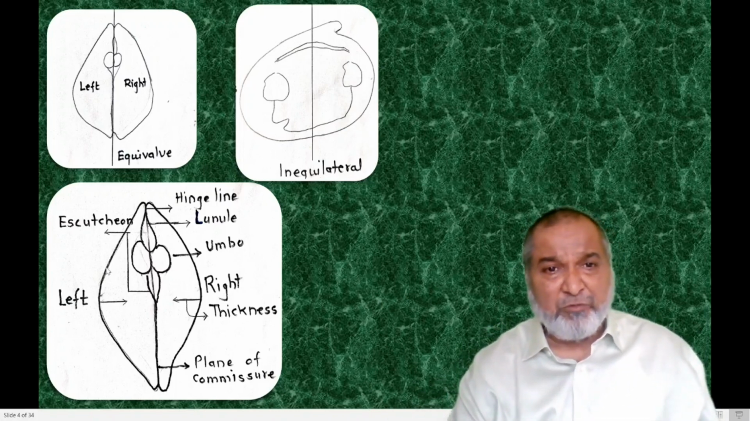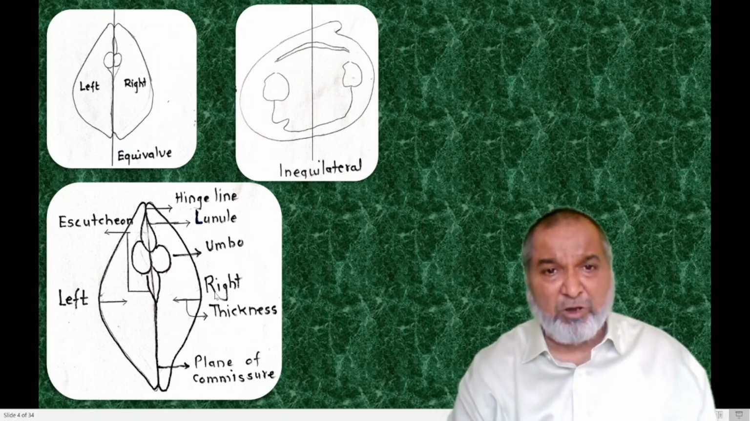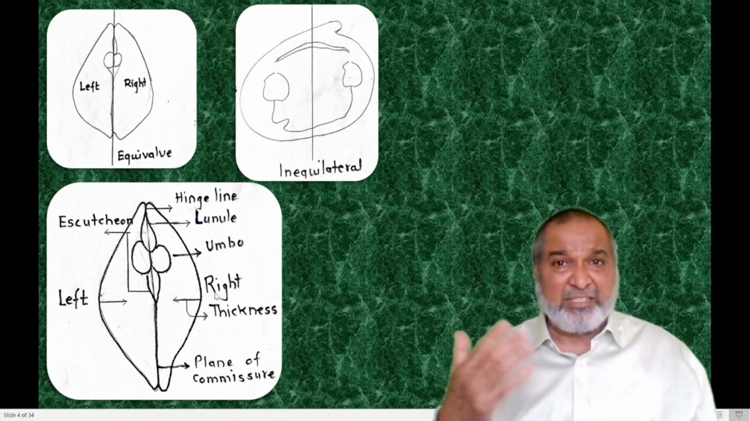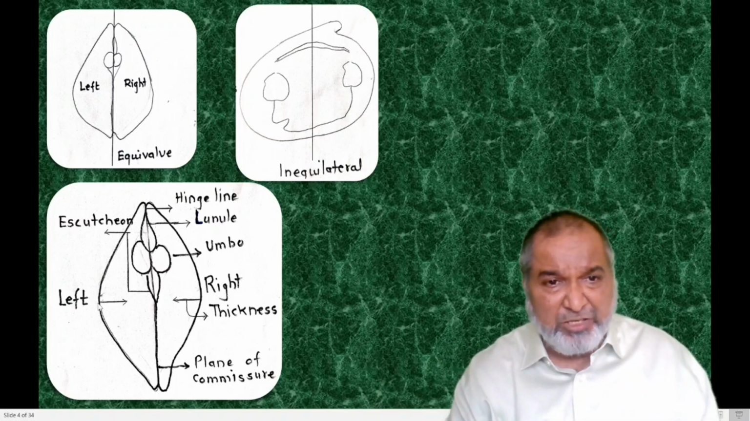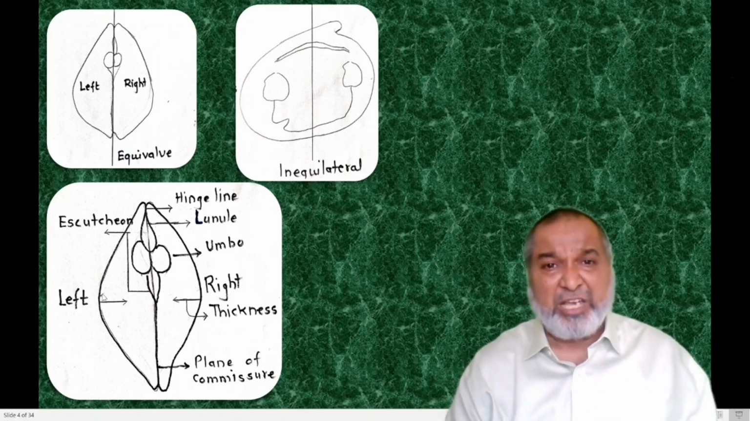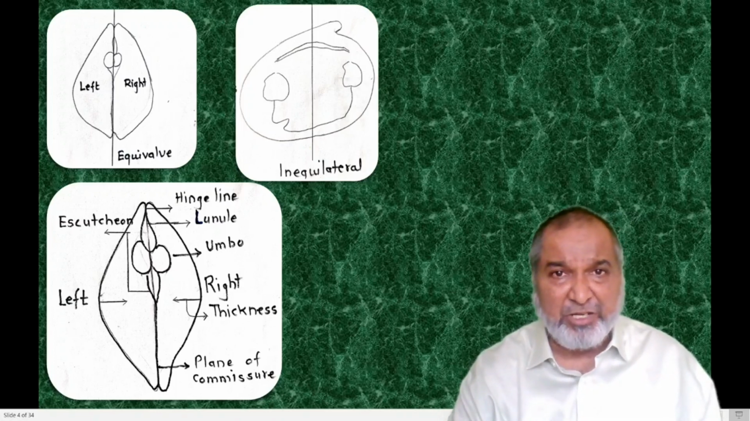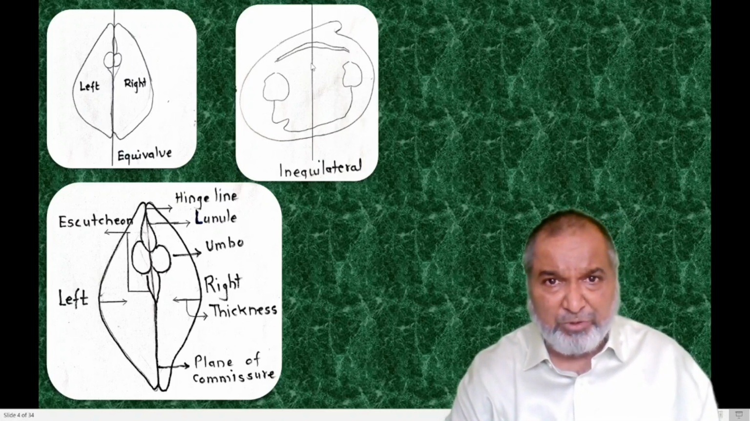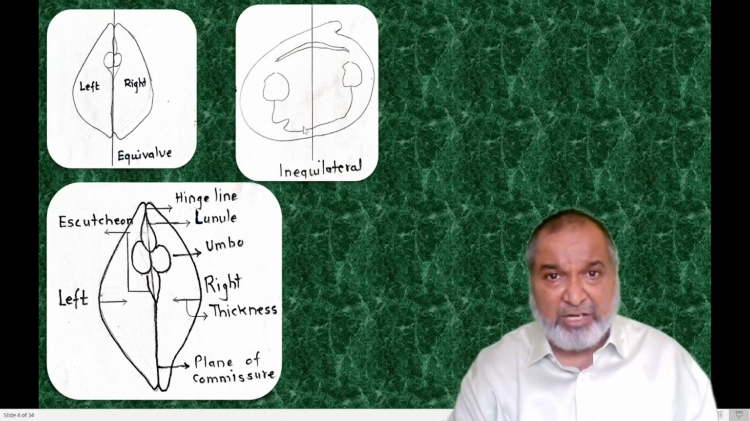Whichever wall is coming on your left hand side, it is a left wall. Whichever wall is coming on your right hand side, it is a right wall. This is clear. Now the next one, if you measure in the center from left to right, it is the thickness or breadth of the shell. And if you measure from the top to the bottom, that is from dorsal to ventral, it is the height of the shell.